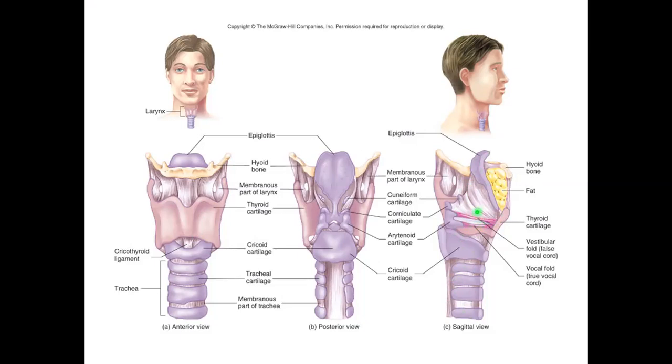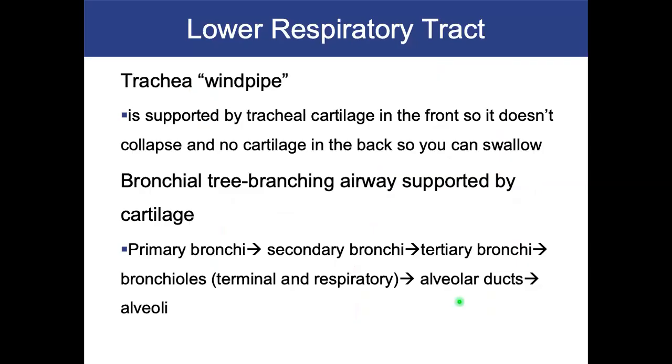When you're eating or swallowing, the epiglottis covers this and encloses it so that food doesn't go down the trachea, so that food has to go down the esophagus. The esophagus is right behind the trachea. Your trachea, which is your windpipe, is considered part of the lower respiratory tract as well. It's supported by tracheal cartilage in the front, so it doesn't collapse, and there's no cartilage in the back. Remember, the esophagus is right behind it, so you need to swallow.